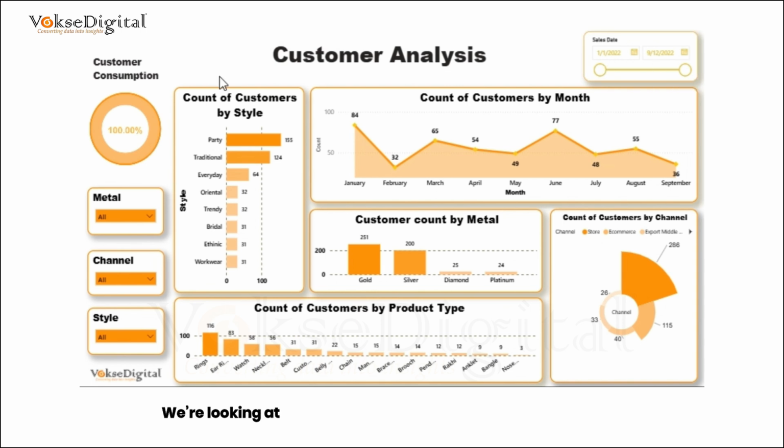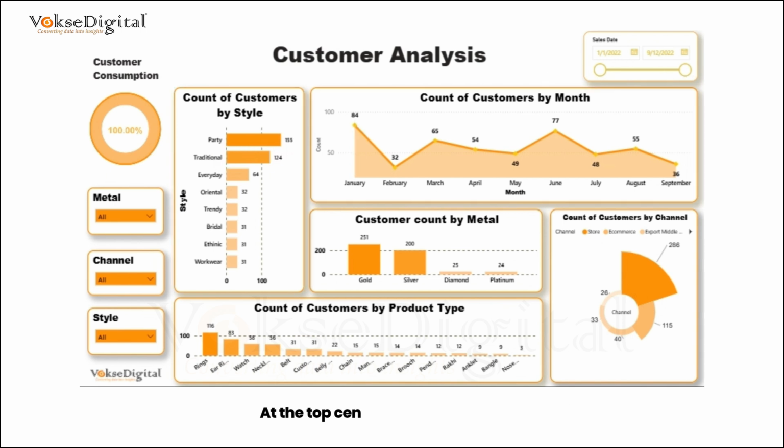We're looking at the customer analysis page of the dashboard. On the left, we have slicers for metal, channel, style, and on the right corner, we have sales date, allowing users to filter data dynamically. The customer consumption ring at the top shows full engagement, currently at 100%. On the left, a bar chart shows customer count by style, with party and traditional styles leading in popularity.